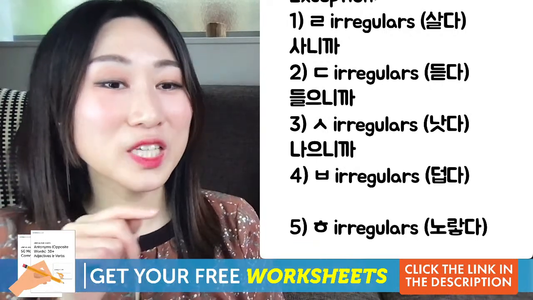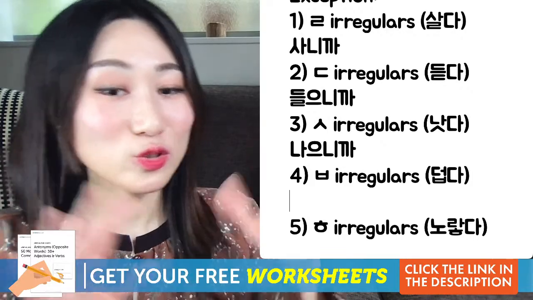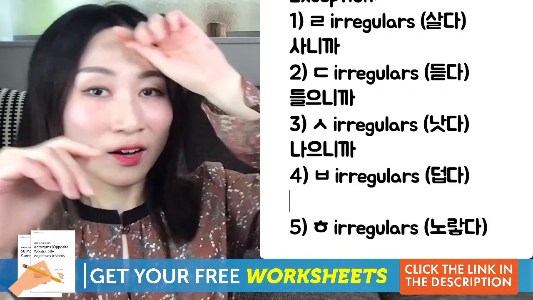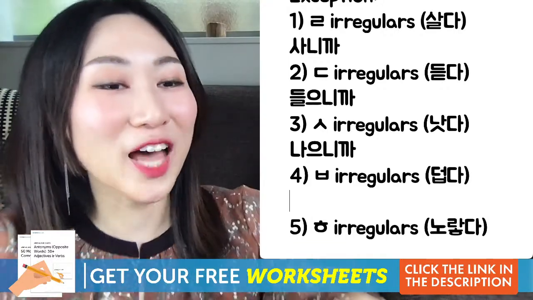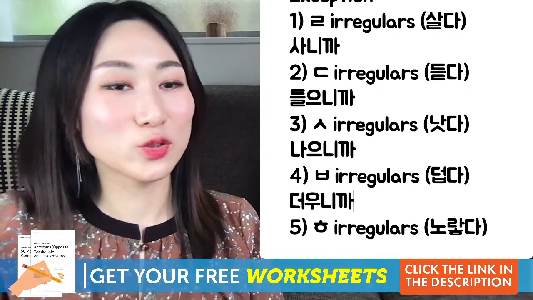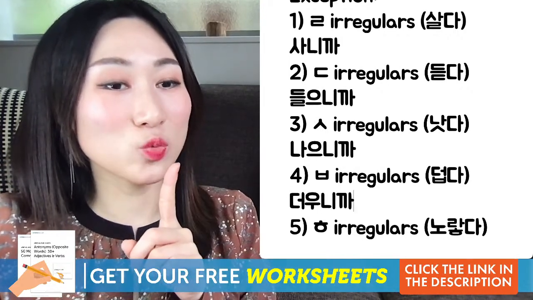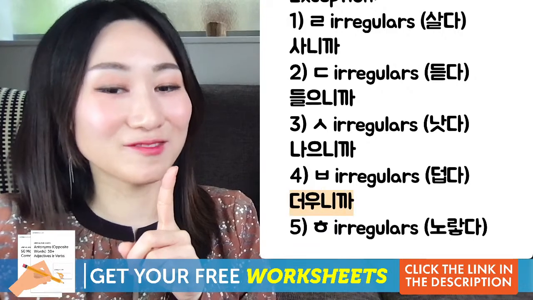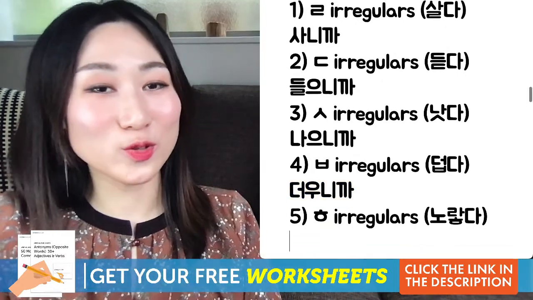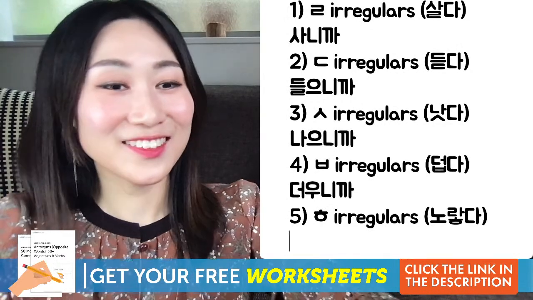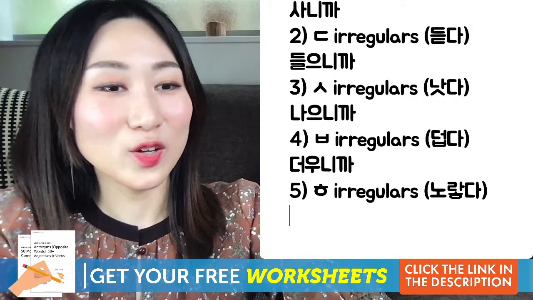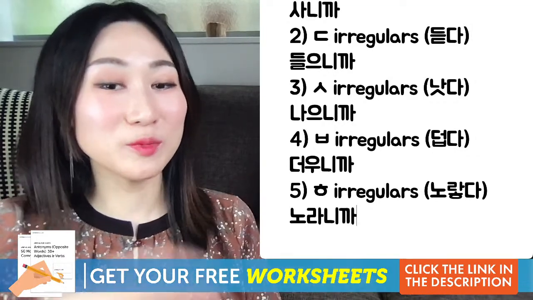And for ㅂ irregulars, does anyone remember? 덥다 means hot. It's not 덥으니까, it's 더우니까. So ㅂ is replaced with 우, 더우니까. 노랗다 means to be yellow. So this clothing is yellow because it's yellow. 노라니까. We just remove the ㅎ here.